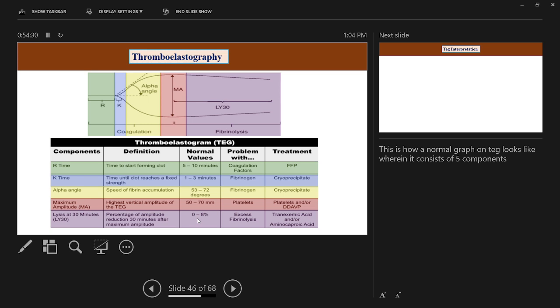The alpha angle is the speed with which fibrin is accumulated, and the normal values are 53 to 72 degrees. A problem with fibrinogen can decrease the alpha angle. Maximum amplitude is the highest vertical amplitude of the tracing, as you can see here. It is usually 50 to 70 mm, and platelet dysfunction can lead to a decrease in the maximum amplitude. Lysis at 30 minutes is the percentage of amplitude reduction 30 minutes after the maximum amplitude has been achieved. There is also LY60. The normal value of LY30 is 0 to 8%, whereas that of LY60 is 15%. This depicts excess fibrinolysis.